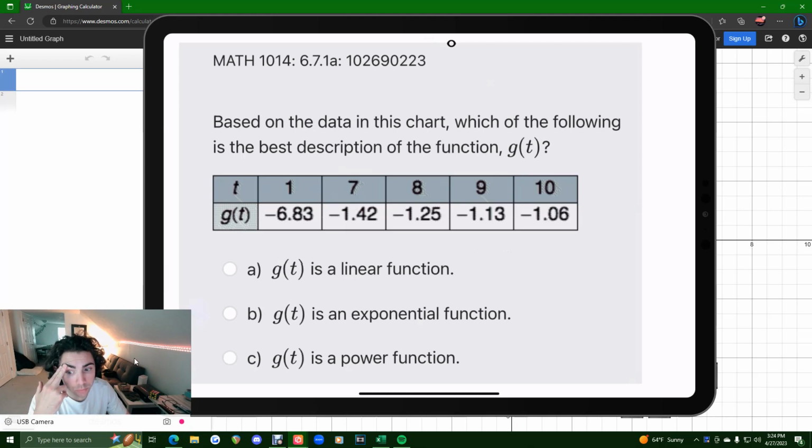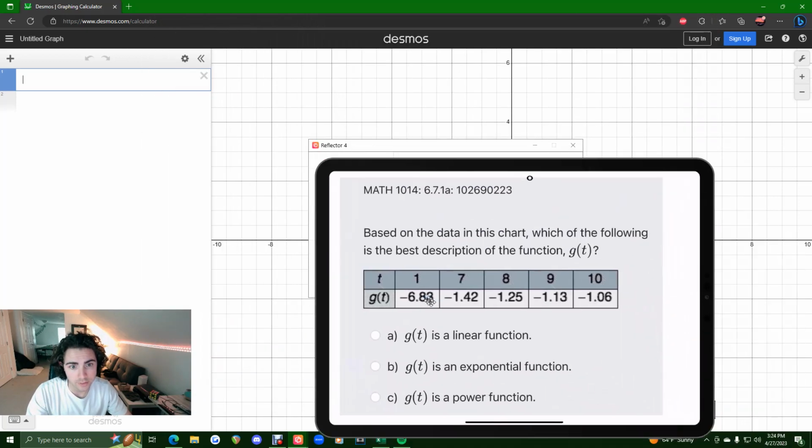So I wanted to demonstrate this problem as best I could using either Desmos or Excel. The approach I will take is I will just plot these points on either Excel or Desmos. I'll do a little bit of both. And just by looking at the behavior of the points on a scatter plot, I will identify whether it's a linear, exponential, or power function. I'll do the best I can with the two examples that I have.